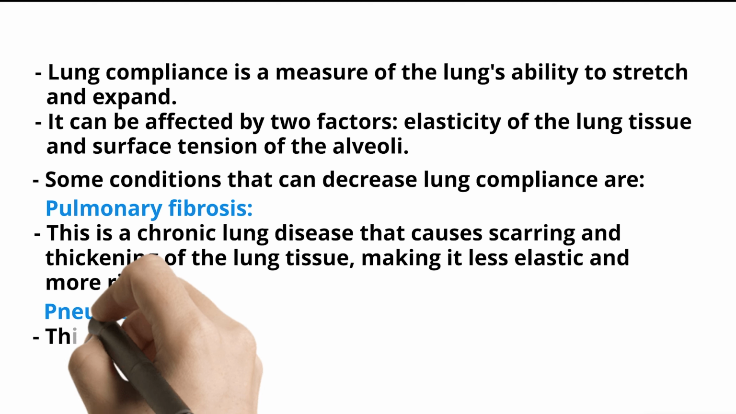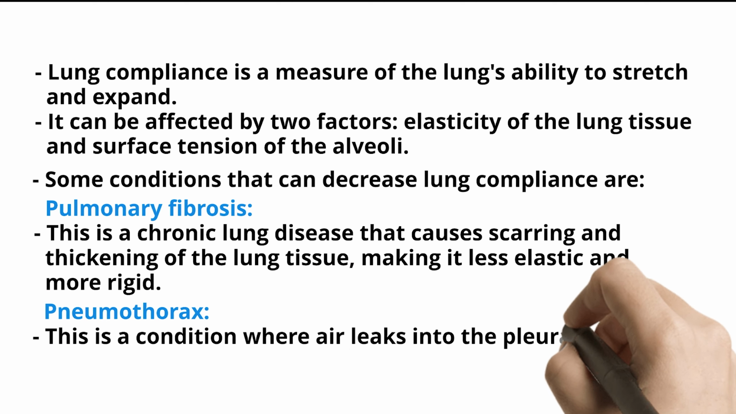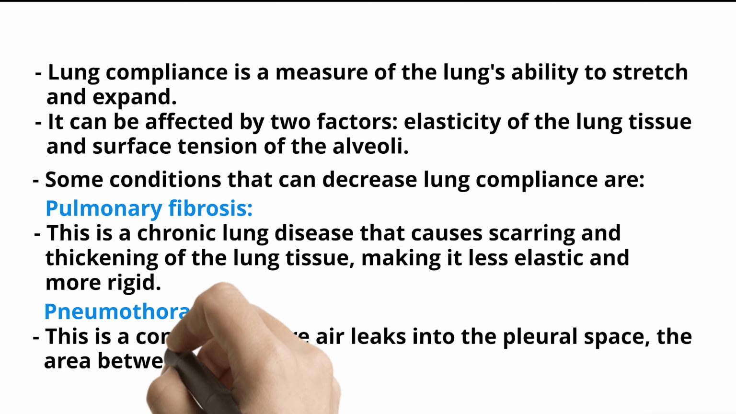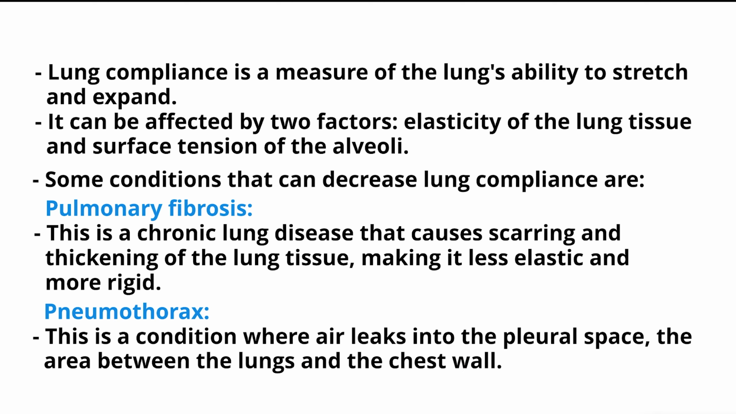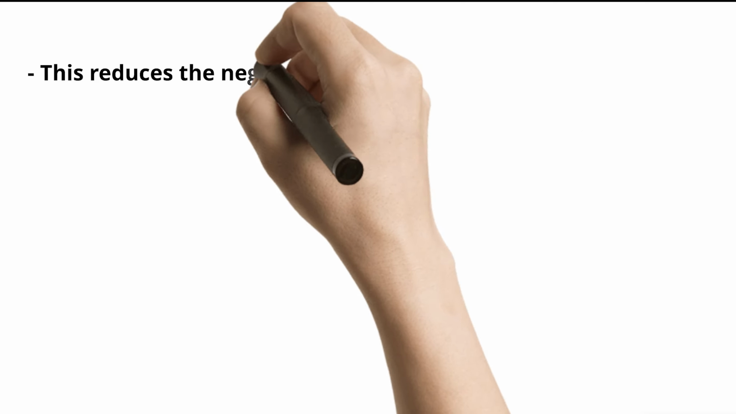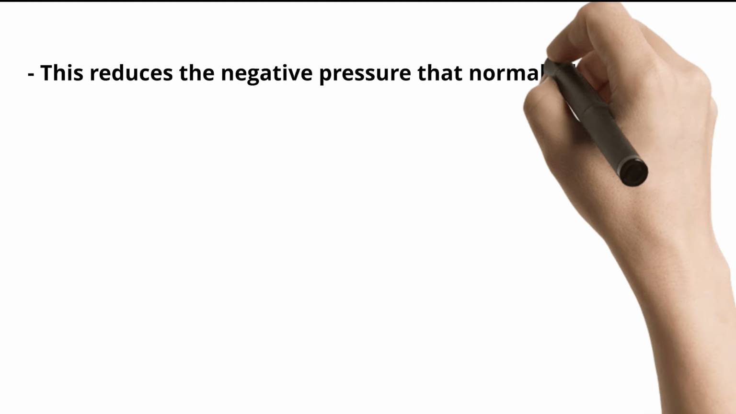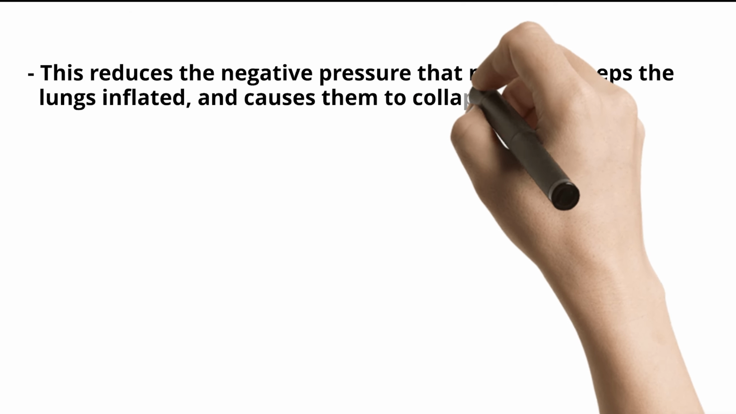Pneumothorax. This is a condition where air leaks into the pleural space, the area between the lungs and the chest wall. This reduces the negative pressure that normally keeps the lungs inflated and causes them to collapse.